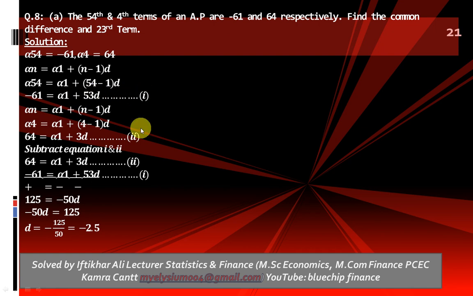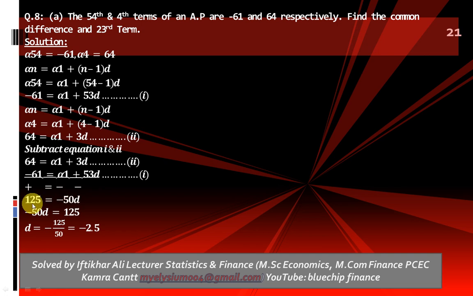After that, once again we will apply the same formula for the 4th term. So the 4th term is 64 equals a_1 plus 3d, 4 minus 1 is 3, so 3 multiplied by d. That is your second equation. Simultaneously just solve this, just changing the sign. 64 plus 61 is equal to 125. a_1 will be cancelled with minus a_1, and 3d minus 53d is equal to minus 50d.